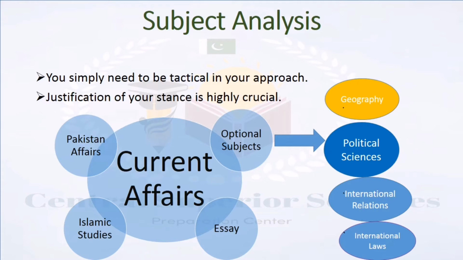It is the key. Apparently, current affairs is only a single compulsory paper, yet it is used in essays, Pakistan affairs and Islamic studies, as well as in the optional ones like geography, international relations, international law and political science, etc. That's the reason why a huge chunk of candidates opts for these subjects.